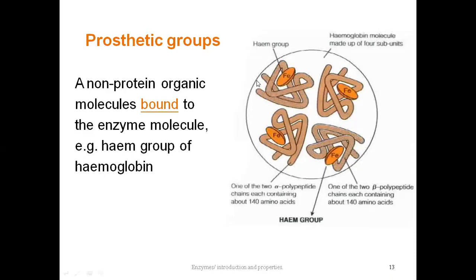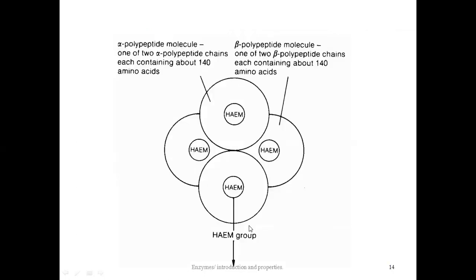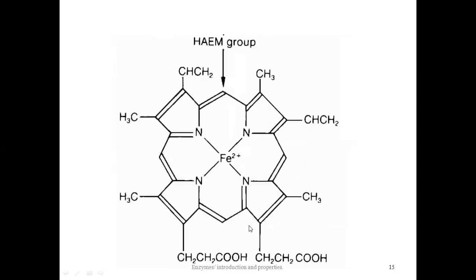This heme group of hemoglobin is very tightly attached to the hemoglobin polypeptide chains. It does not leave the hemoglobin in any situation. It is covalently bonded to the hemoglobin. A very strong group, the heme group.